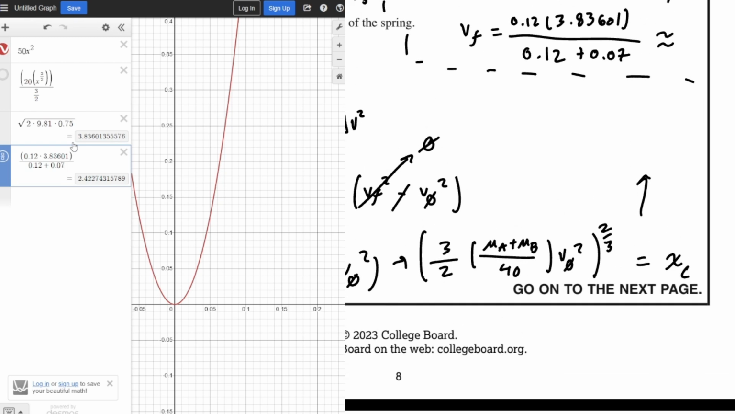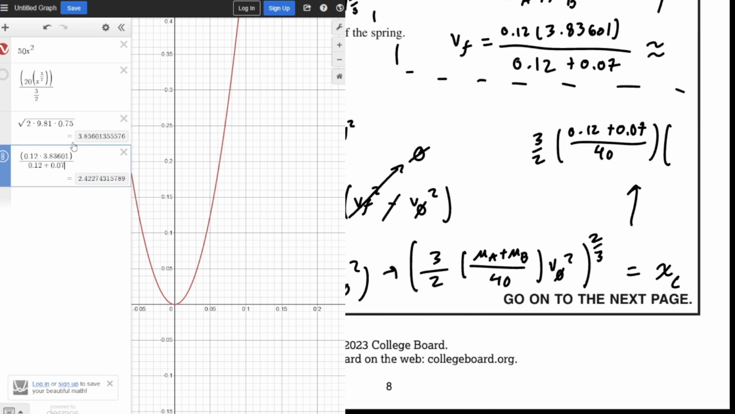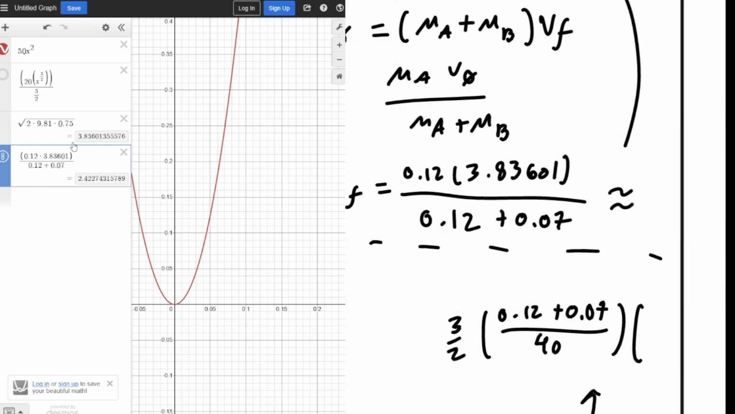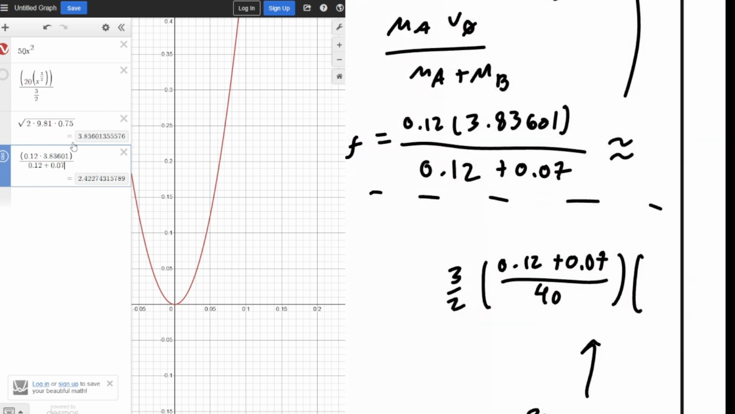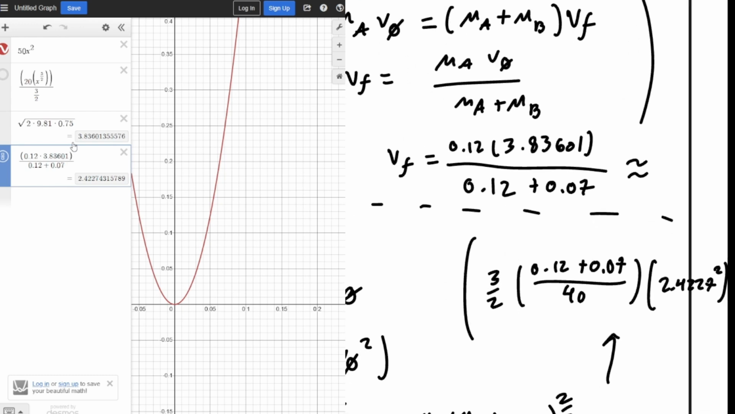Now I'm going to plug in all my values. So 3/2. The mass of A was 0.12 plus 0.07 divided by 40. And that initial velocity that we got earlier was 2.4227. That's why they made us do that problem before. Sorry, I'm running out of space, guys. And that's squared. And this entire thing is going to be raised to the 2/3. So I'll just put it on Desmos. Maybe it's easier to see there because I ran out of space here.